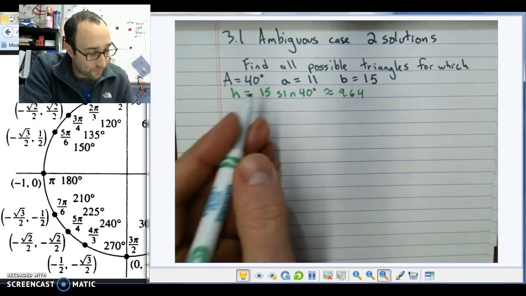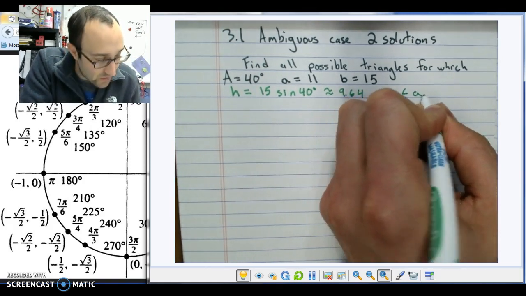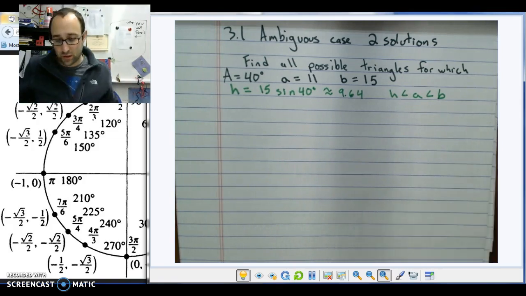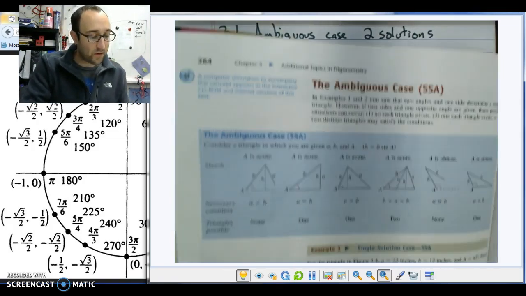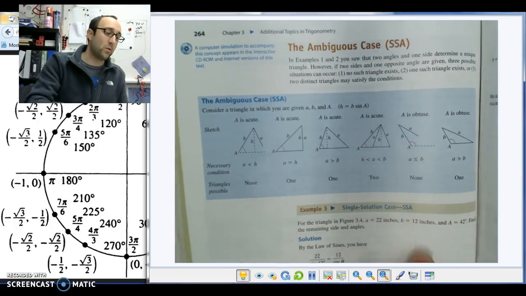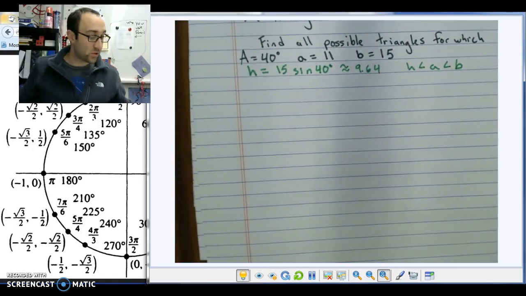So I know that h is going to be less than a, because a is 11, and that's less than b. So we go back and look at your reference sheet, and it's going to be this one, which is what I predicted. So good for you, good for me. We know we're going to have two solutions. Let's see if we can find both of those solutions.